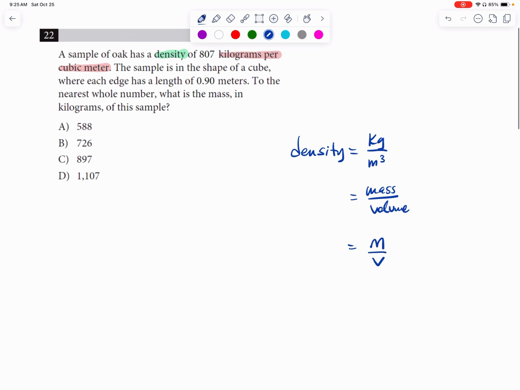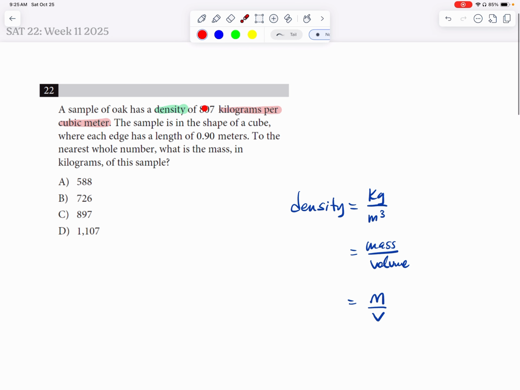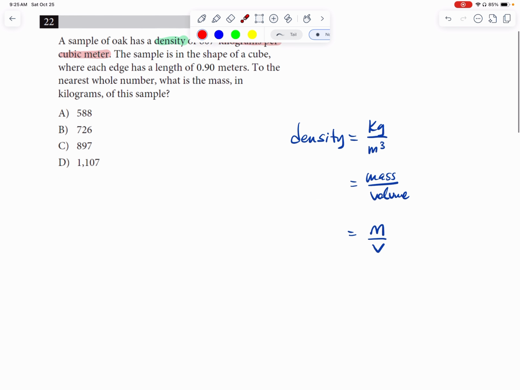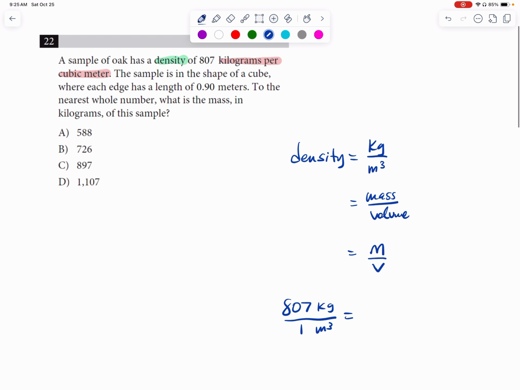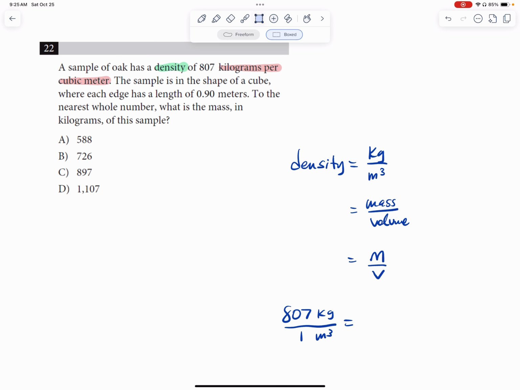Let's go ahead and fill in the numbers that they give us. So the density specifically for this oak sample is 807 kilograms per cubic meter. So I'm going to write this as 807, so this is our kilograms per, and it says per cubic meter, so that is 1 cubic meter. Okay. And then this is just going to be a proportion, which is super easy to solve.